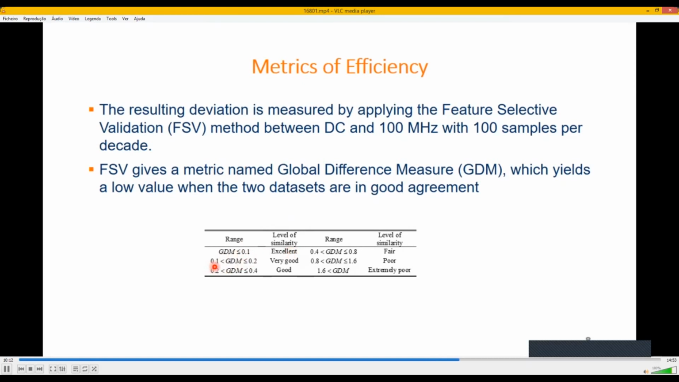If it is between 0.1 and 0.2, in this case, I have a very good similarity. And if it is between 0.2 and 0.4, it is still good. Up to 0.8, it is considered fair, and after that point, I should avoid using this perturbation. And I should try something else because I lose my accuracy and the deviation is too much that I cannot meet anymore the fitting tolerance that is requested by the fitter.